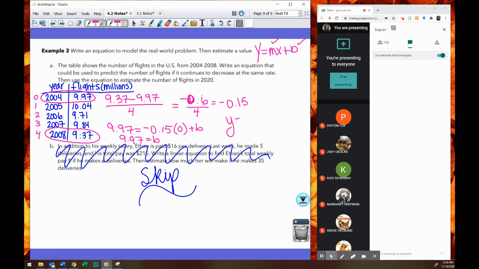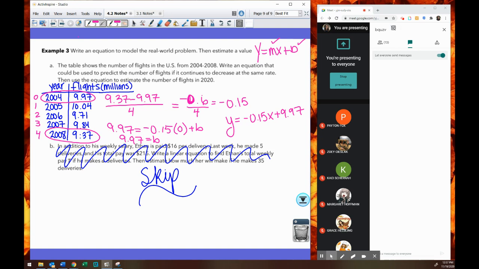So that means my equation, I found my slope for part 1. I found my y-intercept. So there's my equation.